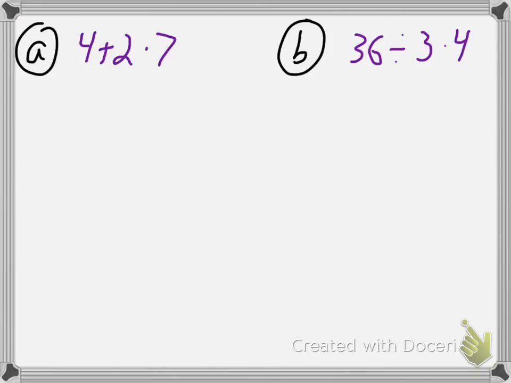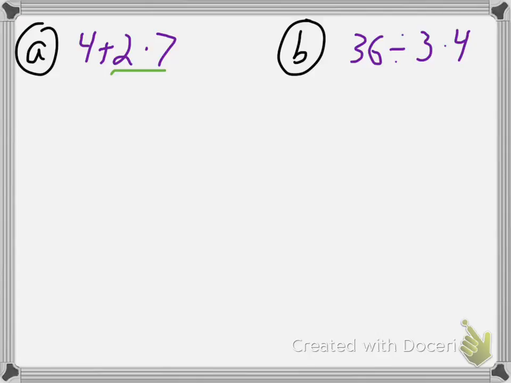So let's look at a couple quick examples here. For letter A, I have 4 plus 2 times 7. Now, in order to solve this, I need to do any multiplication and division left to right. So I see a 4 plus 2, but I'm going to ignore that right now because right after that, I see a 2 times 7.